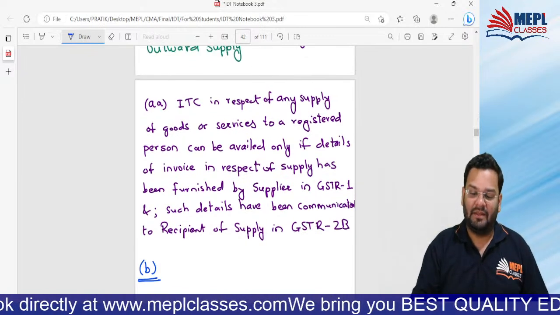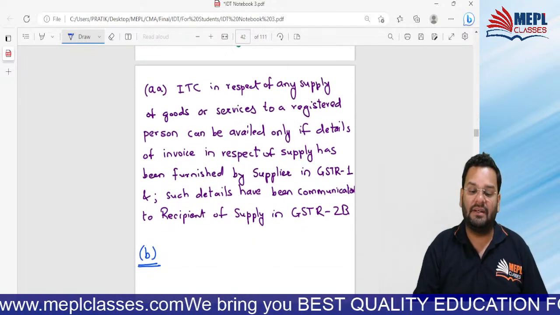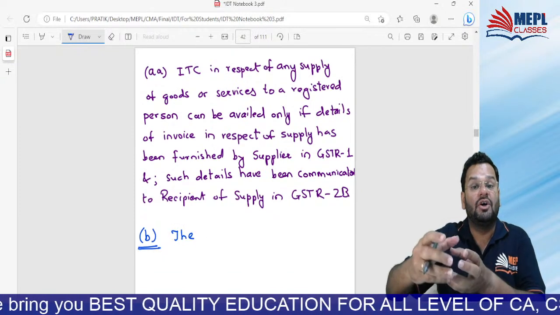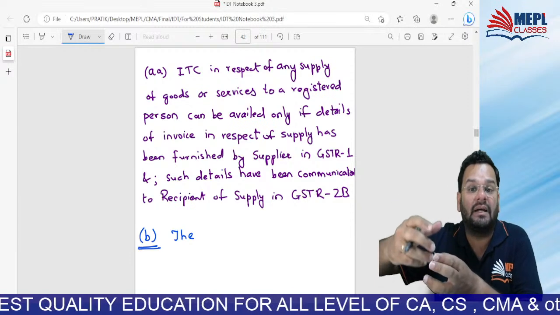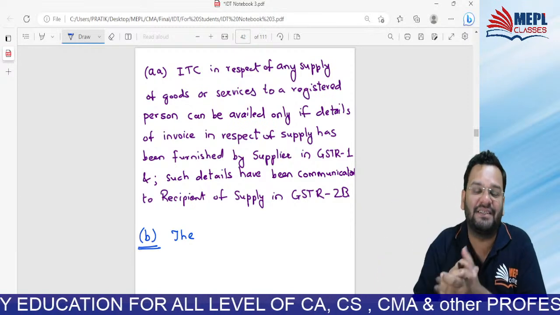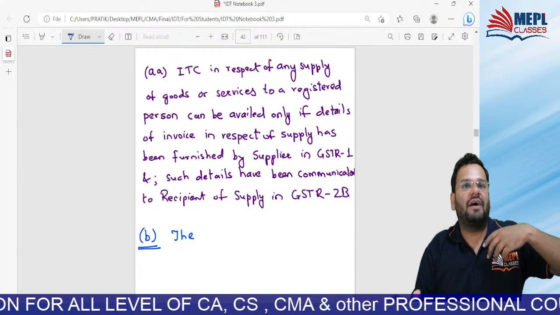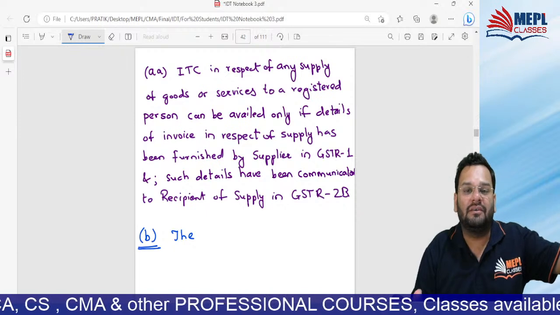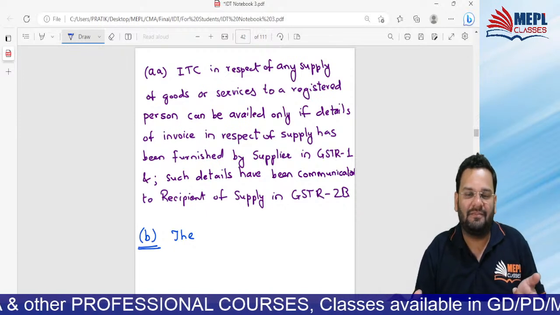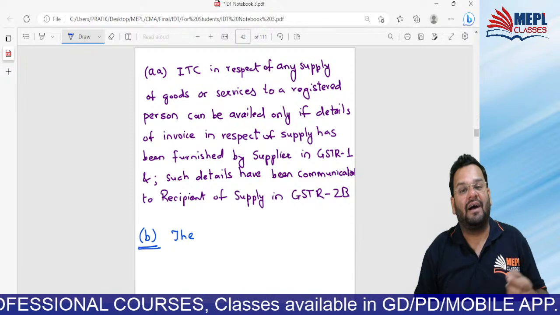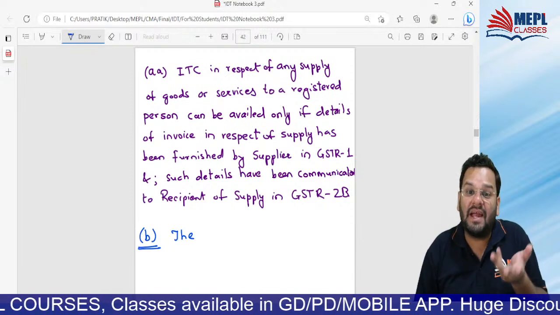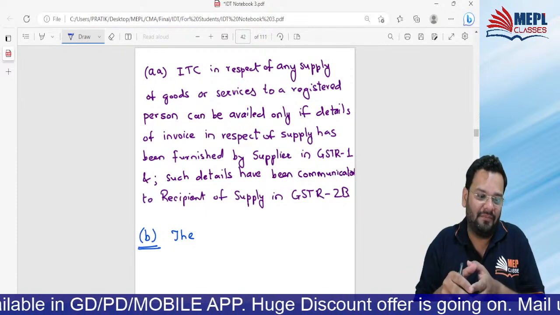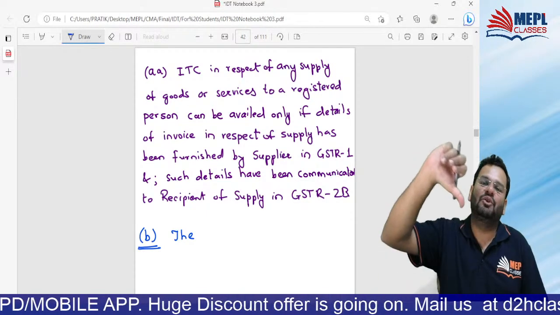Next condition is that the goods or services should be actually received by the recipient of supply, means by the registered person. I have placed the order of goods worth 1 lakh, and I received the invoice. But yet, I have not received the goods physically. Can ITC be claimed? No.